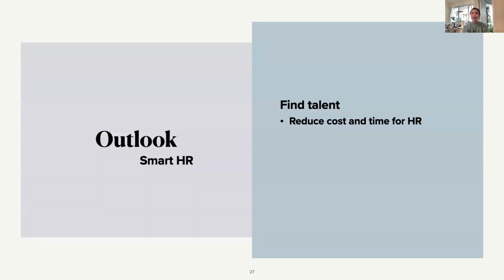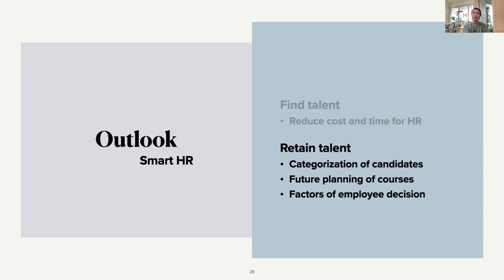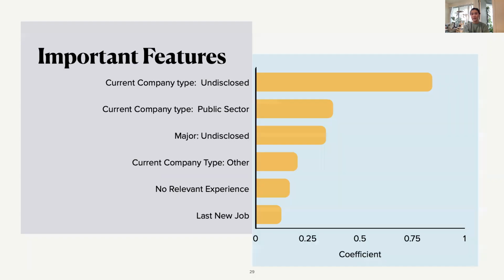The immediate impact of Smart HR is, of course, reduce cost and time for HR to find new talent. But more importantly, in the long run, it helps with retaining talent. This includes better categorization of the candidates and better planning of future training courses. It helps you understand employee decision, like factors that would lead to a person leaving his or her current job.